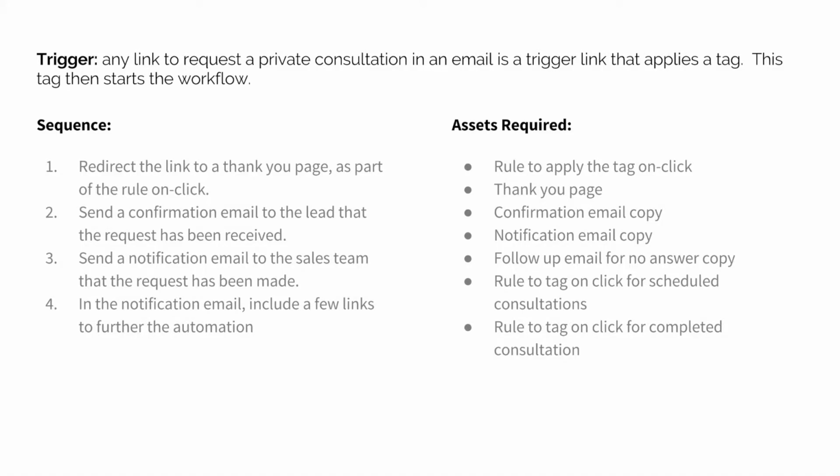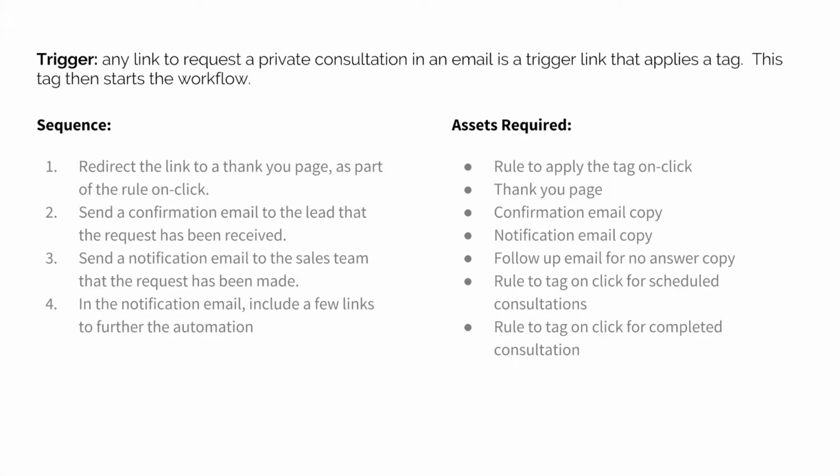And what you'll need is the trigger, which is any link in any email to request your appointment or consultation. And this is going to apply a tag, which will then start the workflow. So the sequence goes like this. You redirect the link to a thank you page, which is part of the rule for the on-click mechanism. And then you send the confirmation email to the lead that the request has been received. You send a notification email to the sales team that the request has been made.